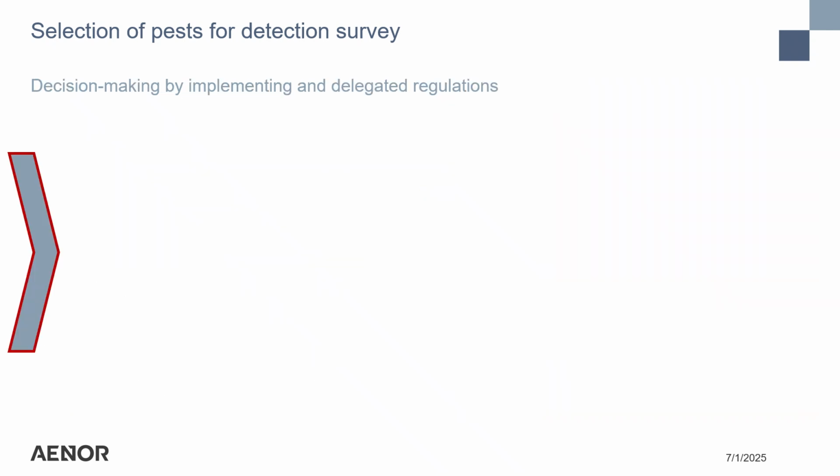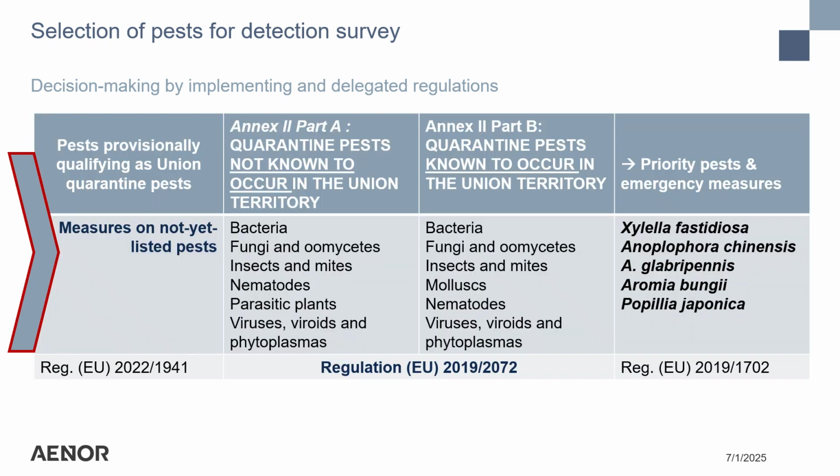In decision-making on which pests will become a part of the annual survey program, we need to consult published regulations with listed pests. There are many. Some of them are not yet listed as quarantine pests, but they are regulated as they preliminarily qualify for quarantine measures. Here you consult Regulation 2019/1702. The main quarantine lists are in Regulation 2072.